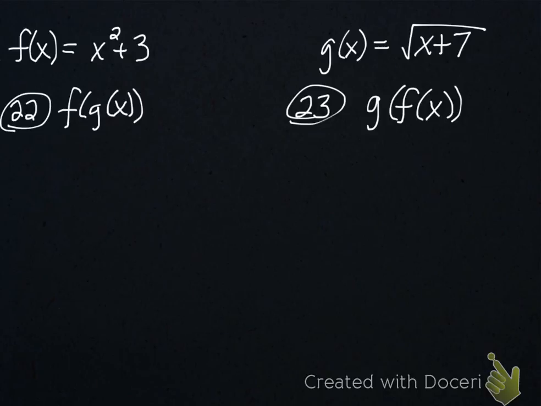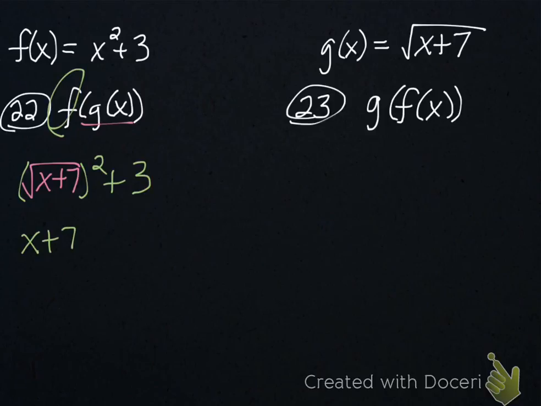Number 22. I have the f of x function and I'm plugging in g. So start with the f function. Something squared plus 3. What am I plugging in? G. That's the square root of x plus 7. Well, this is cool. The square and the square root cancel, just leaving x plus 7. And then I have the plus 3. So that simplifies to x plus 10.